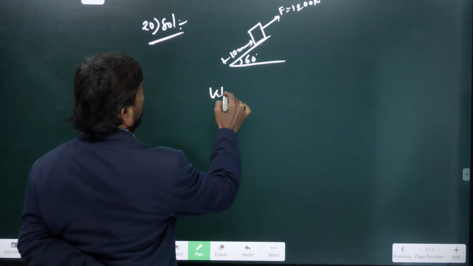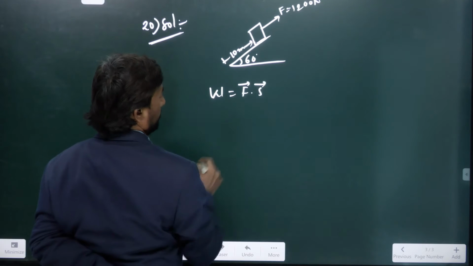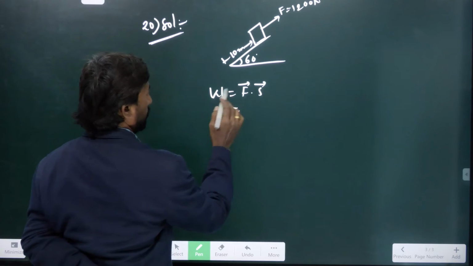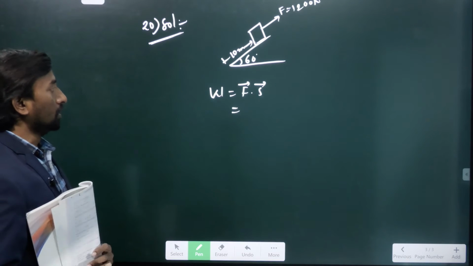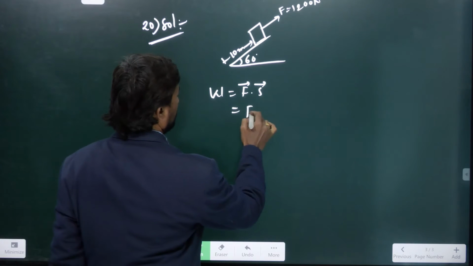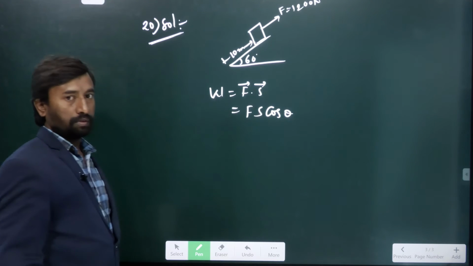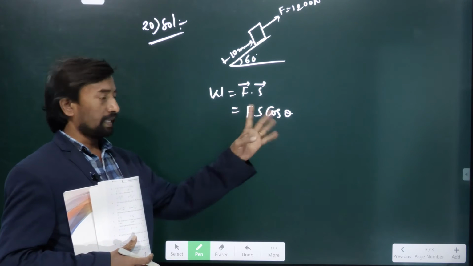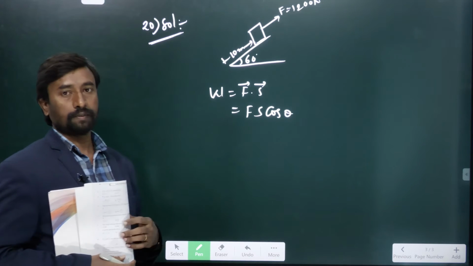Work done is F bar dot S bar, force dot displacement. So it is a dot product. The dot product of the two vectors, force and displacement, is nothing but the work done. So we get Fs cos theta. Like A bar dot B bar is nothing but AB cos theta, so F bar dot S bar is nothing but Fs cos theta.